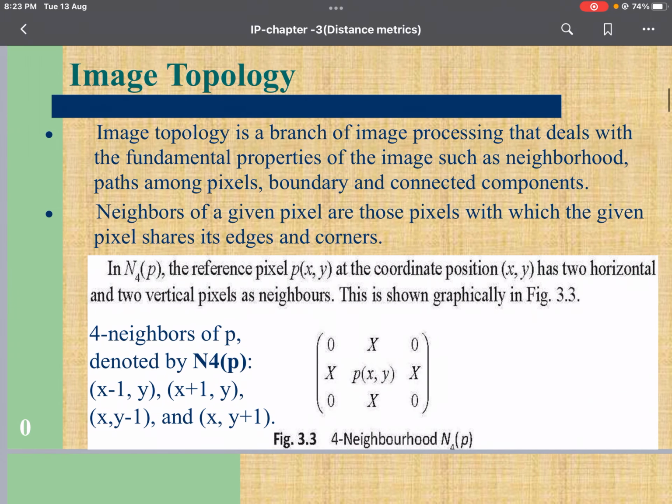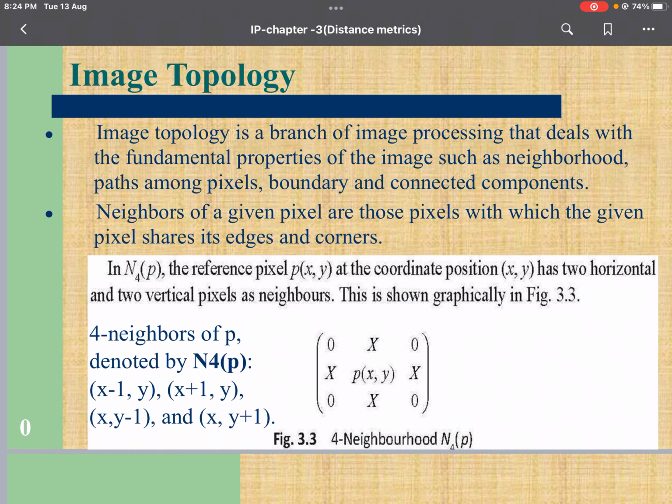What do we mean by image topology? Image topology is a branch of image processing that deals with the fundamental properties of images such as neighborhood, path along the pixels, boundary and connected component. Image topology specifies how the pixels in the images are related to their neighborhood. There are three different types of neighbors here.